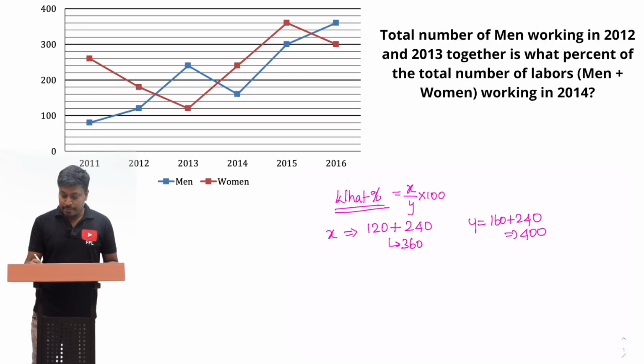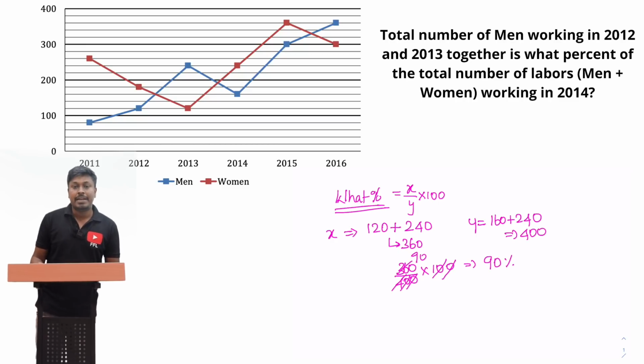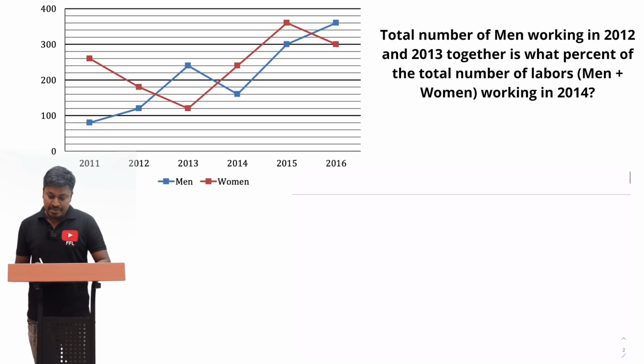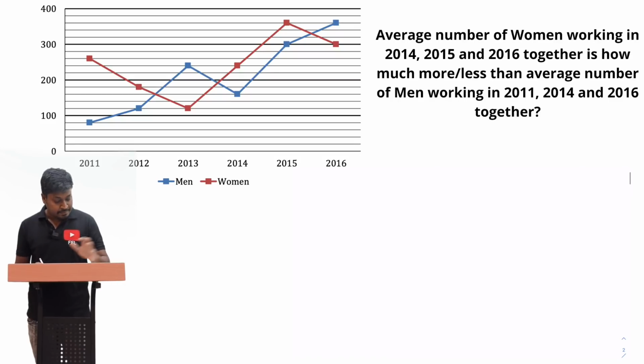So substitute X by Y, which is 360 divided by 400 into 100. Got it? So cancel 0, 0 here. So this becomes 90. So we can say that the answer for this question will be 90%. Got it? Yes, we have 90% in the options. So the answer for this question is 90.